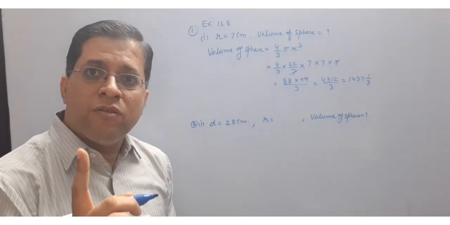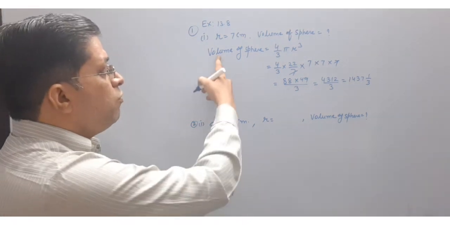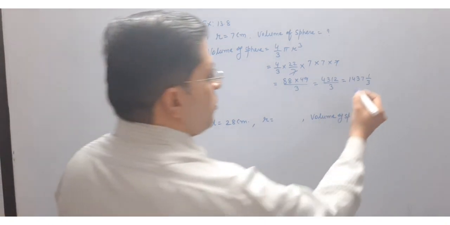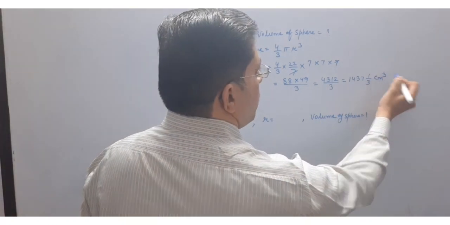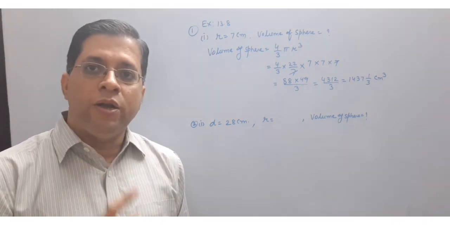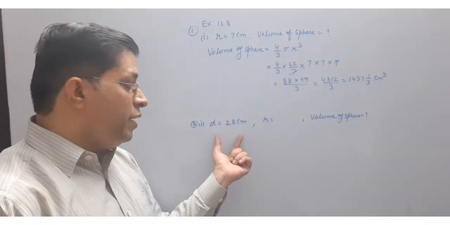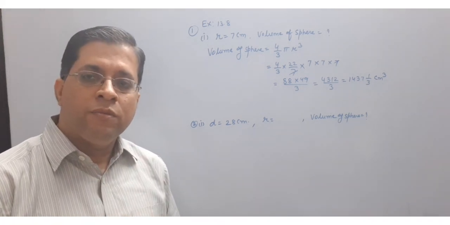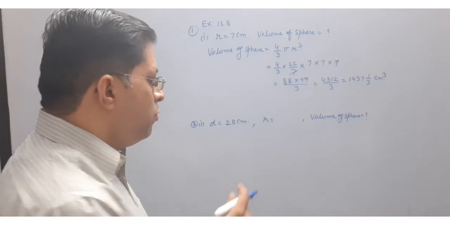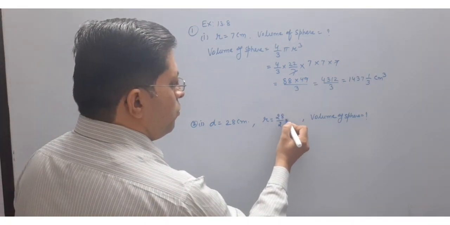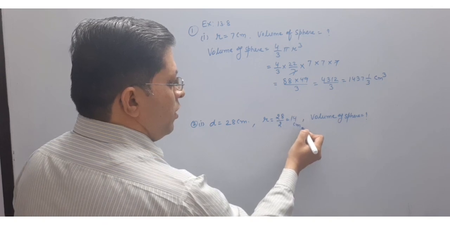What will be its unit? Because it is volume, no? Unit will be centimeter cube. Okay. One more question we will do. Question number 2. In this one, you have given diameter. Then what will be its radius? It's half. So radius will be 28 upon 2, 14 centimeter.